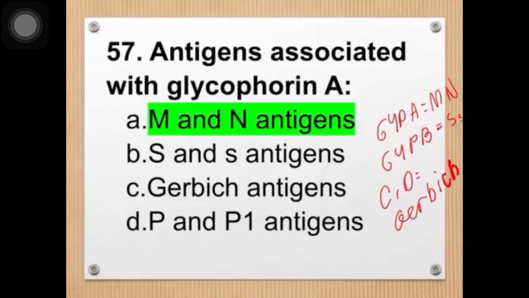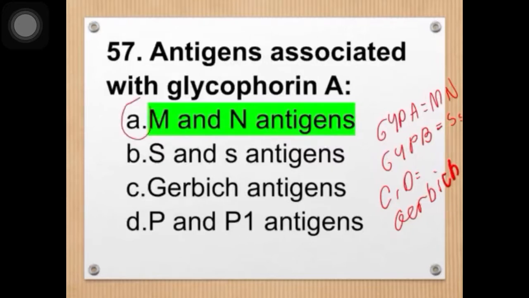Glycophorin A, MN antigen. Bukod po sa ABO, yung glycophorin A pwede na-encounter sa hema. Ang glycophorin A contains sialic acid, which is responsible for the negative charge of the red cell membrane. Kaya nga yung glycophorin A is also known as the MN sialoglycoprotein. Correct answer, 57, letter A.